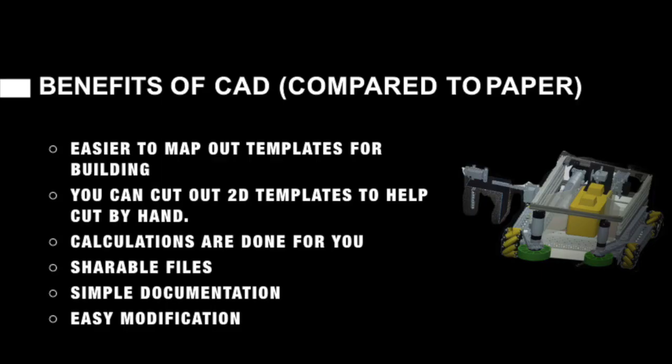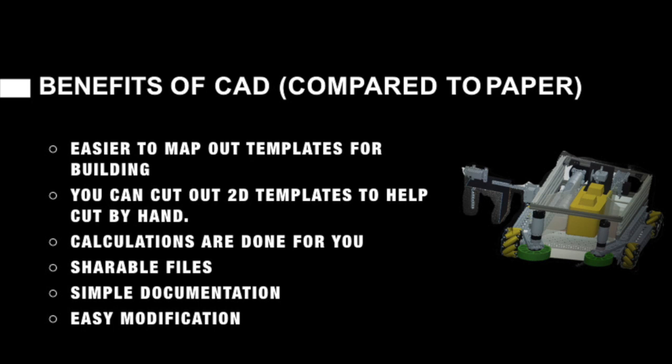Now you've seen a lot of our CAD designs and how we implement CAD into our robot, including, if you look on the right hand side of the screen, our robot for the 2020 season, Skystone. But what are the benefits of CAD compared to just drawing your robot out with pencil and paper? Well, it's easier to map out for template building. So this means that you can actually take templates, print them off, and cut them out by gluing them onto a sheet of polycarbonate, sheet metal, or even plastic. You can cut out two-dimensional templates to help you by hand, which is basically the same as the map out templates. And our personal favorite, the calculations are done for you.